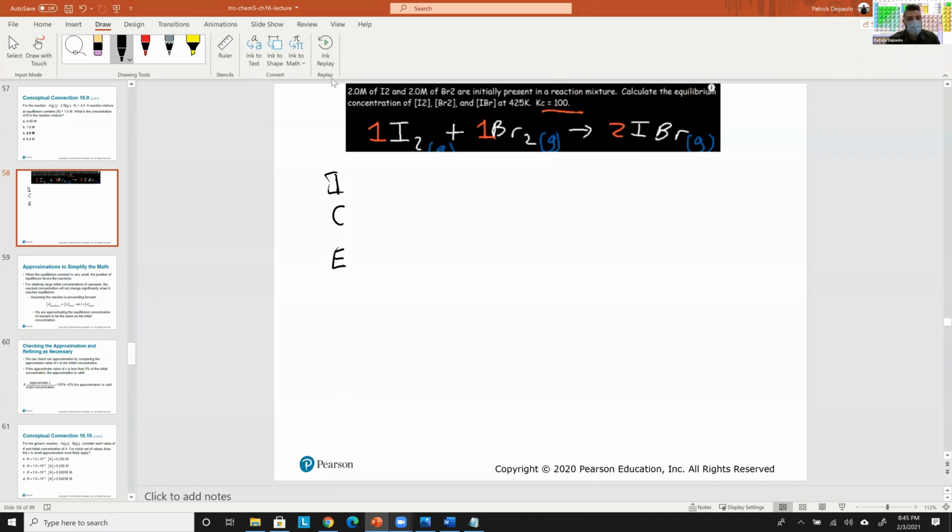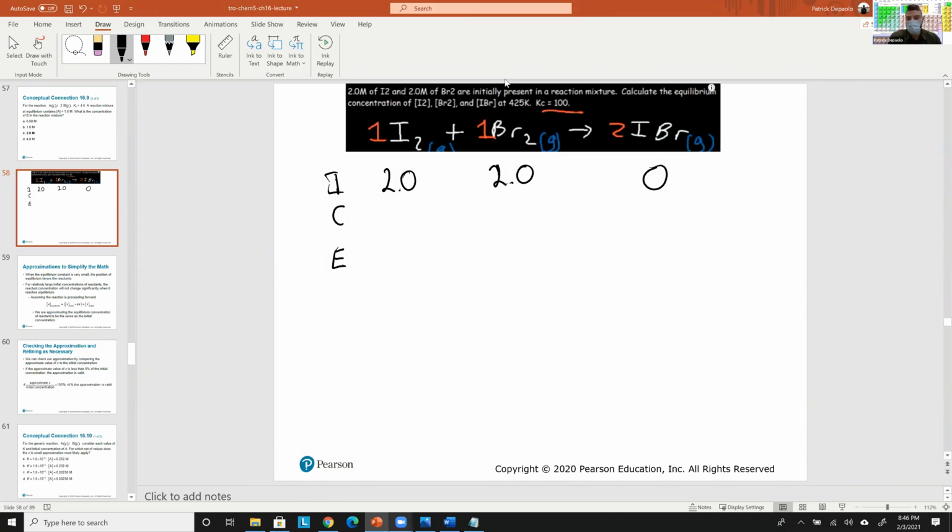All right, now let's read it. 2 molar of I2 and 2 molar of Br2 are initially present in a reaction mixture. That's it, initially. So we put 2.0, 2.0. How much of IBr? Good, 0. Because nothing happened yet. Calculate the equilibrium concentration of all of them at 425. Doesn't matter right now, but at 425, at some condition. Kc equals 100. All right.